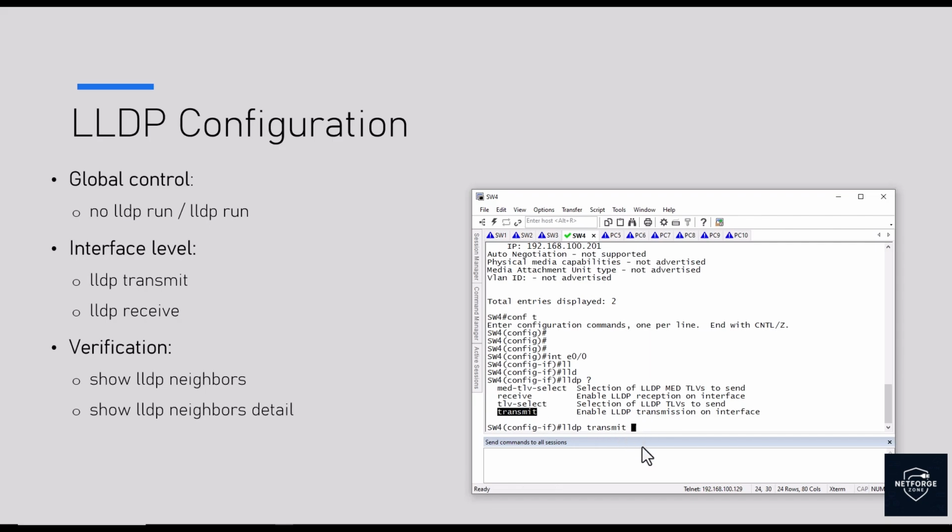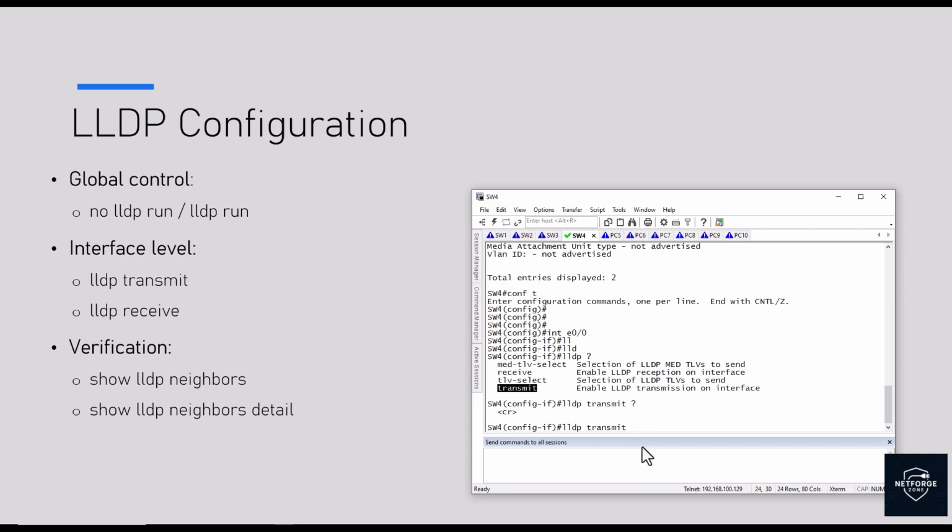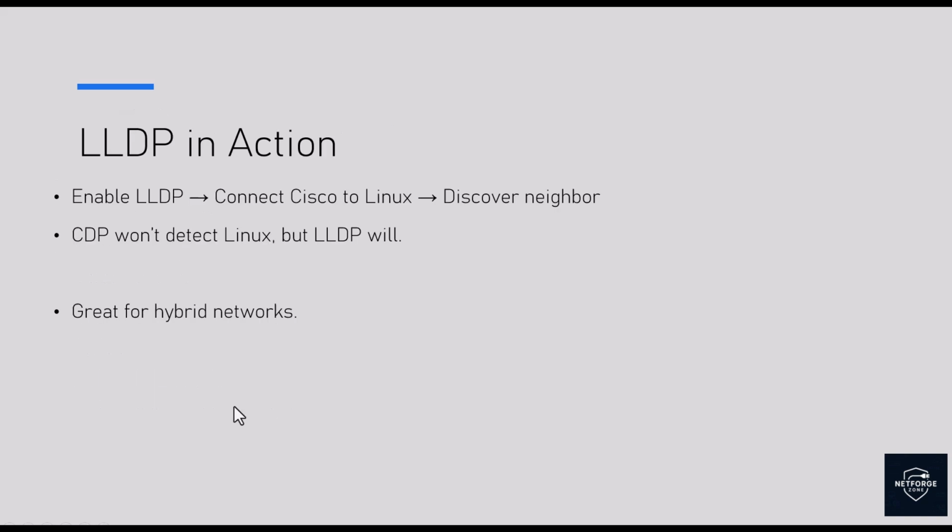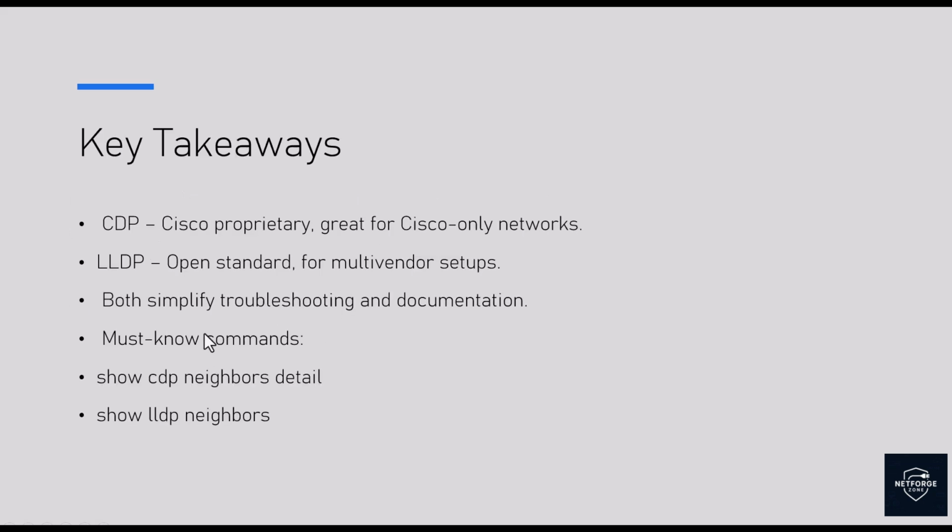So I'm just going to say lldp transmit and then hit enter, or I can say no lldp transmit, and also I can say lldp receive or no lldp receive in here. So same thing as what we had on CDP, but with a little quirk. And this is what we have as LLDP transmit and LLDP receive. Some information that CDP cannot understand, LLDP does, and LLDP advertises it. And this is great for hybrid networks.